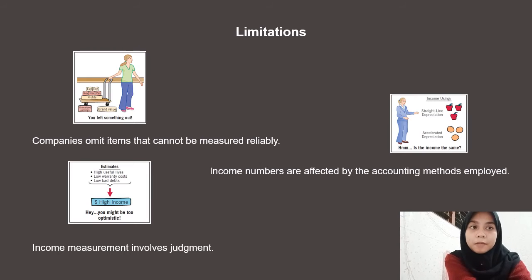measured reliably. Limitation 2: income numbers are affected by the accounting methods employed. The reported income or profits will be affected by the accounting methods used, so different methods give different results. The Financial Accounting Standard (SAK) gives companies the freedom to choose a method to depreciate fixed assets in accordance with the approved company's policy.